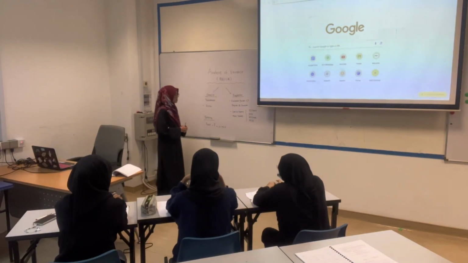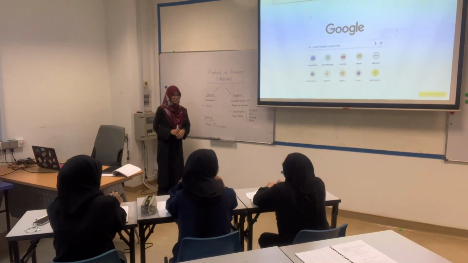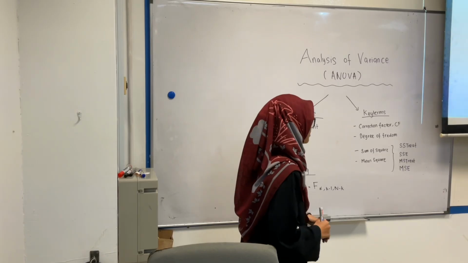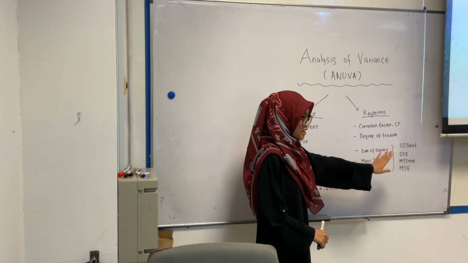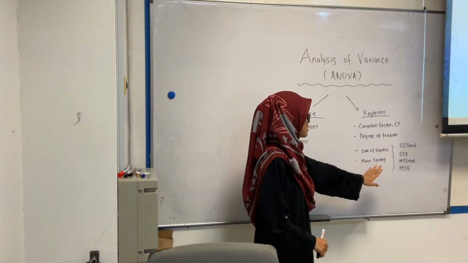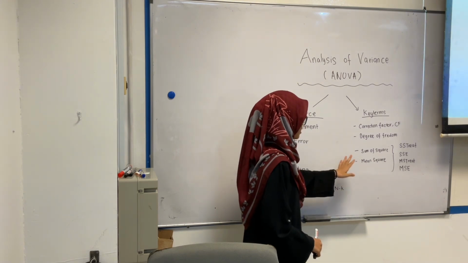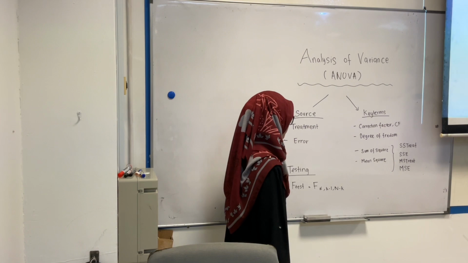Cheryl, how many sums of squares do we need to have in ANOVA? 2, which are SST and SSE. Good job. SST is for treatment and SSE is for error. For mean square, we have MST and MSE. MST is for treatment, MSE is for error.